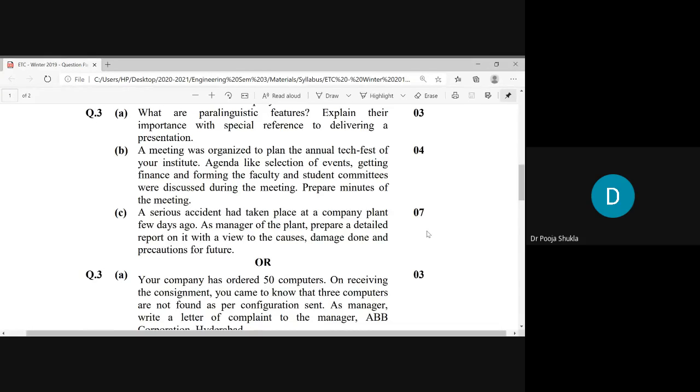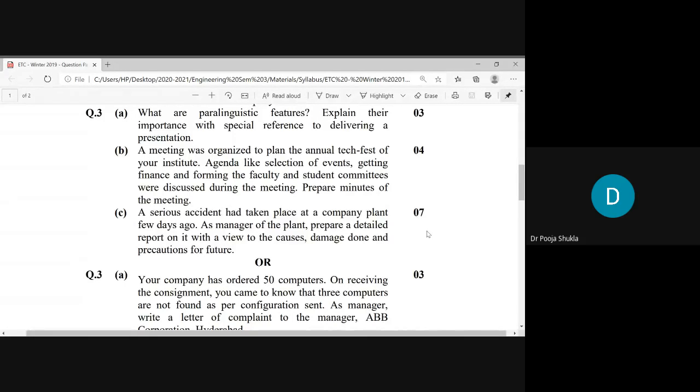I'm not saying you just write MU or GTU or GU or SU. You can even give your own name. Right? Shah University, Mehta University, Shukla University. Do something, but give a name over there. Right? They're giving you a choice.